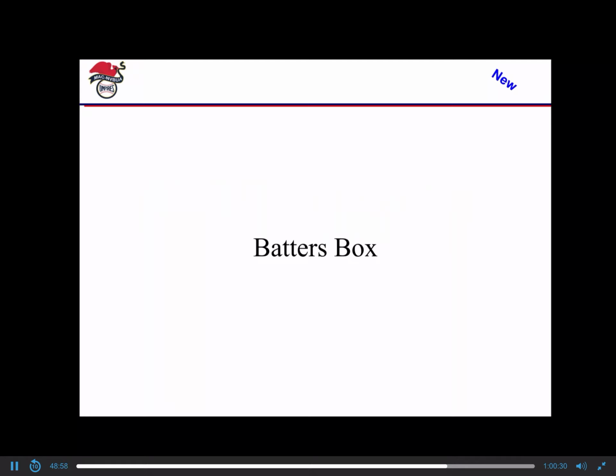Okay, it's 7:20. If I had time, I was going to cover this. So I think I'm going to try and do this in 2 minutes so that we can still meet our 7:30 timeline. So let's talk quickly about the batter's box.